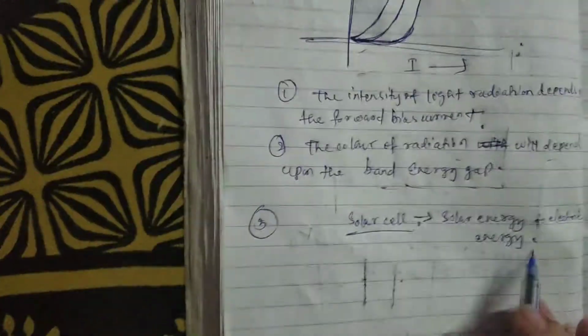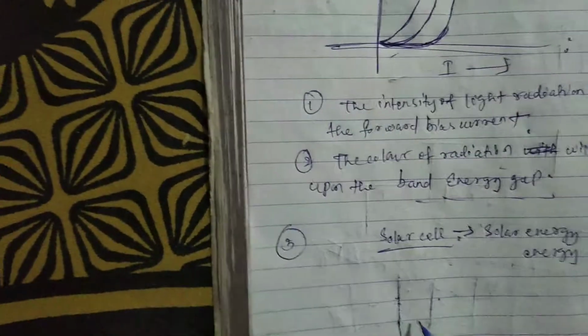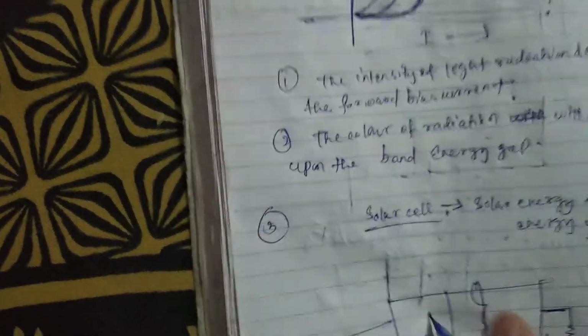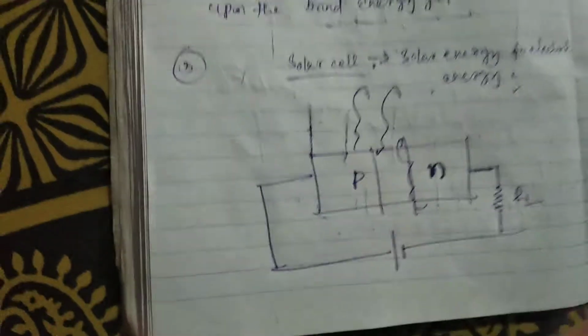So the main function is that it converts solar energy into electrical energy. Here it will be a PN junction. Same here, it will be a PN junction. It is connected to a voltage. Here a resistor has been connected. So here three processes will be involved. So what are these processes? Since it converts solar energy to electrical energy, here I have connected a load resistor.